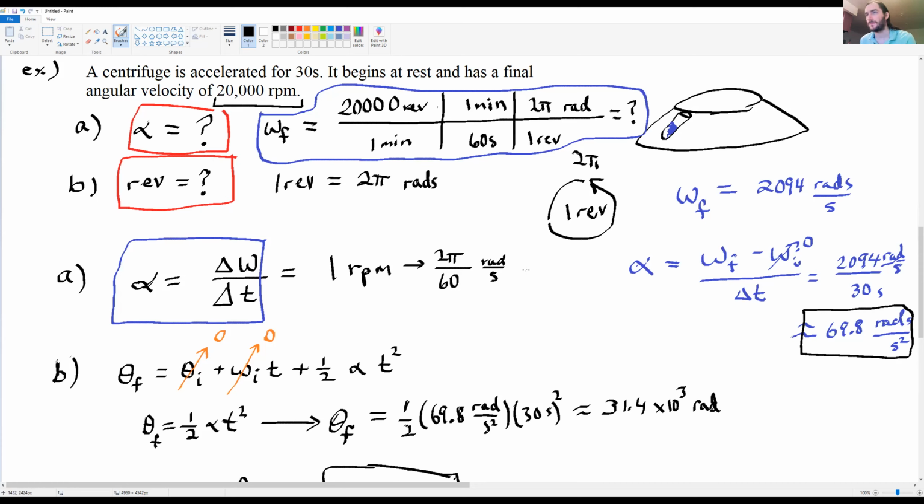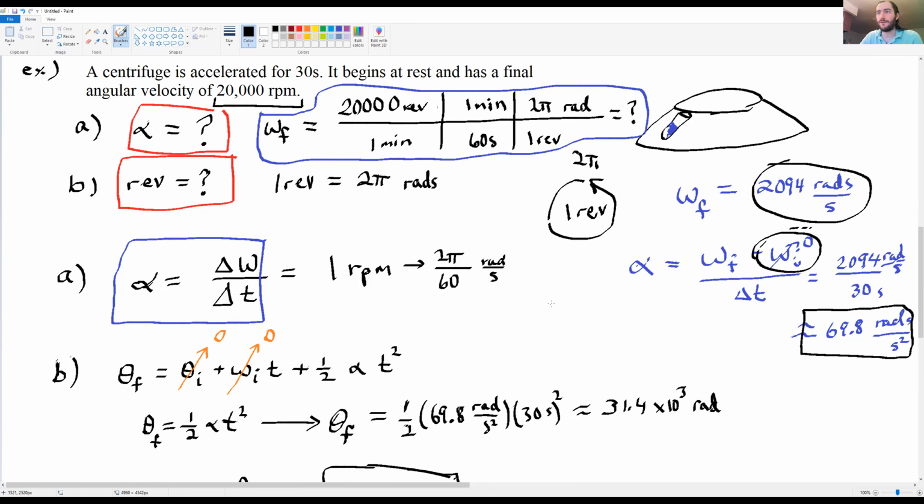Once you've done that, you've got it in radians per second, then you can calculate alpha as delta omega over delta t. In this case, the initial omega is 0. The final omega is what we calculated from our conversion of 20,000 RPM, which is roughly 2,100 radians per second. Divide that number by 30. It's this number minus 0, so basically this number divided by 30. You get roughly 70 radians per second squared.